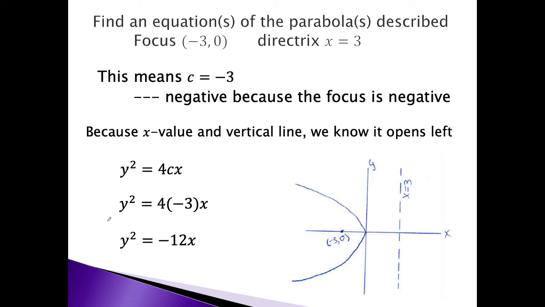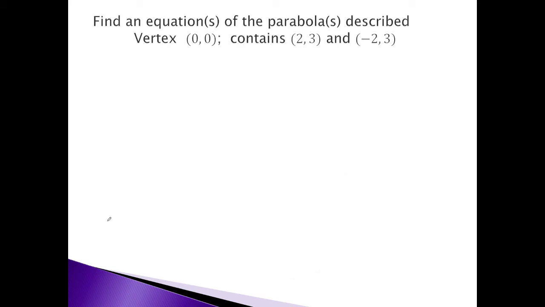If we were to have graphed (negative 3, 0) and x equals 3, the other thing we would know is that if we find the distance between (negative 3, 0) and where x equals 3 hits the x-axis, which is (3, 0), and we find the midpoint between those two, that has to be the center, which is (0, 0).